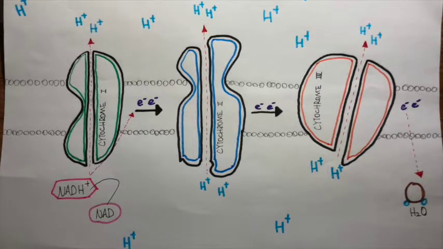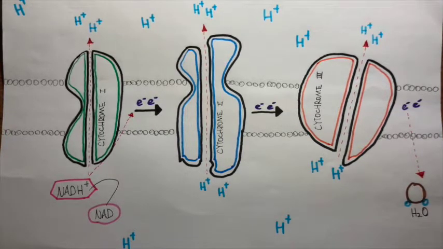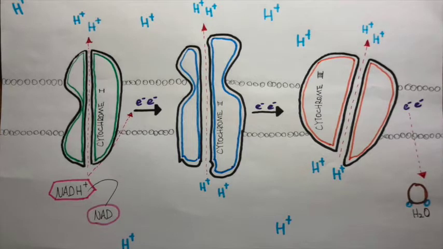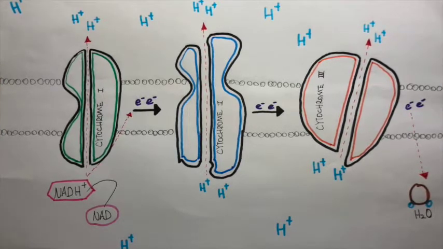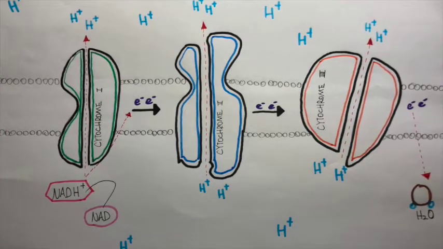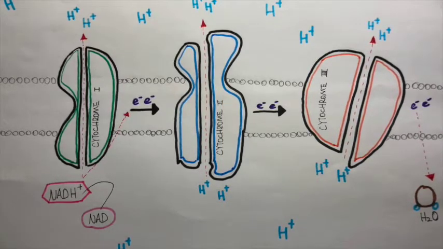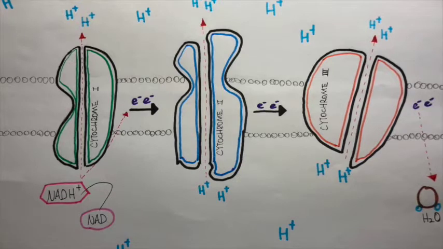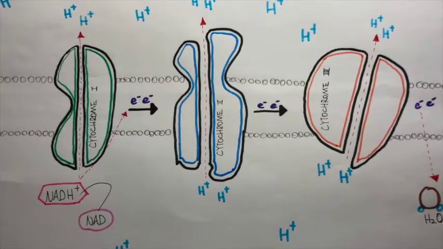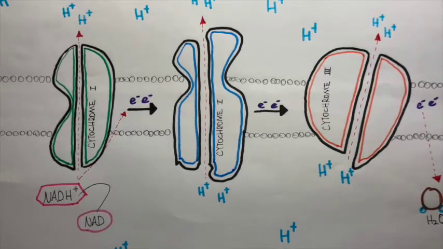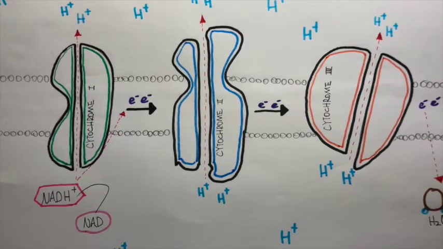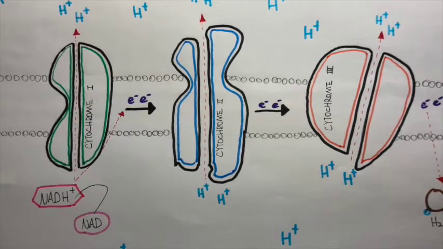NADH deposits electrons and H+ ions to cytochrome 1. The H+ ions pass through the cytochrome to the intermembrane space, while the electrons go to the next cytochrome. Since the electrons lose energy as they pass along the ETC, some of this energy is used to pump H+ ions from the matrix to the intermembrane space of the mitochondria. Consequently, an H+ gradient is developed.